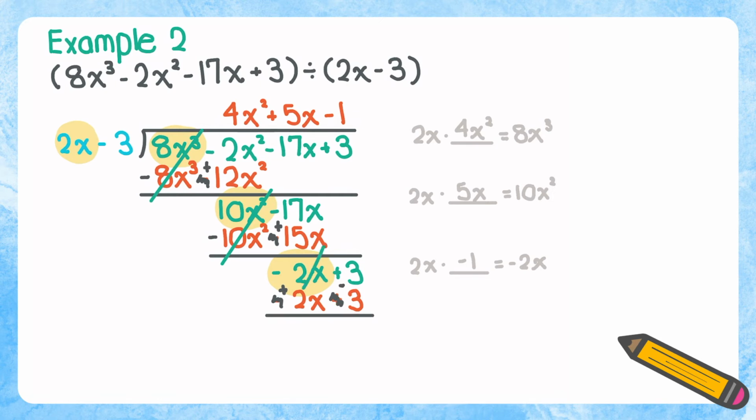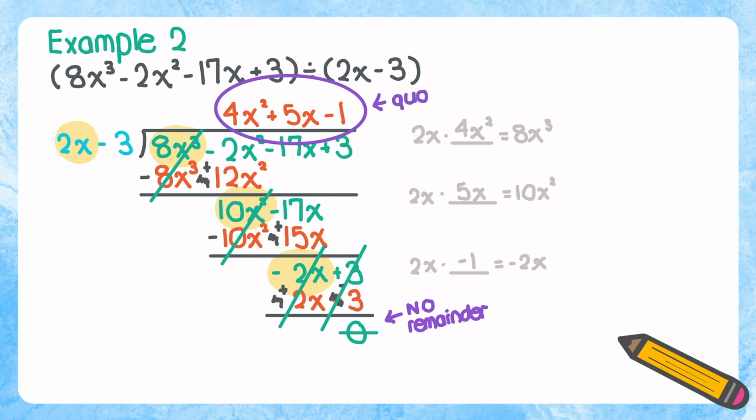And then notice that both parts actually just cancel out, so we're left with a remainder of 0. Basically, we have nothing left over. So in this case, again, there is no remainder. And then this at the top, the 4x squared plus 5x minus 1 is our quotient. And the 2x minus 3 is our divisor.